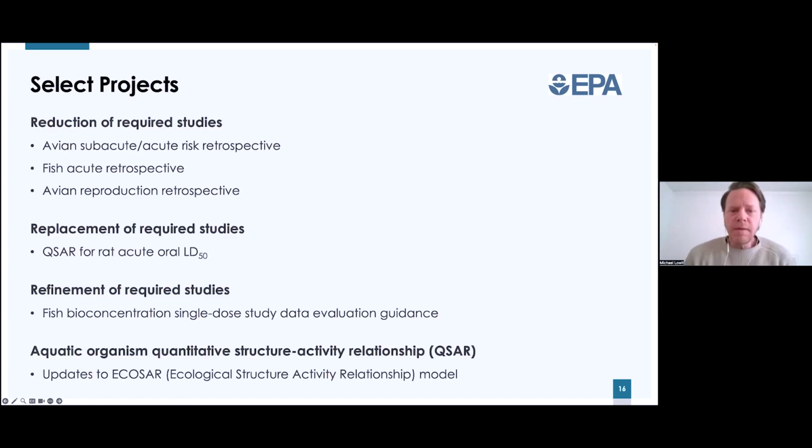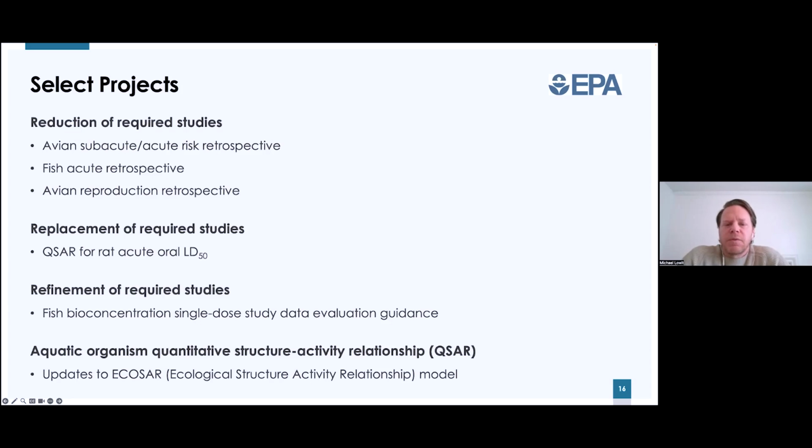So this slide is to give you a flavor of the types of projects we're working on. The 3 listed retrospective analyses may lead to the reduction in the number of in vivo studies required for these taxonomic groups. The first, on subacute and acute toxicity to birds, has led to a data waiver guidance for avian subacute data based on the results of a retrospective analysis that determined these studies did not change risk assessment conclusions in 99% of the cases evaluated.